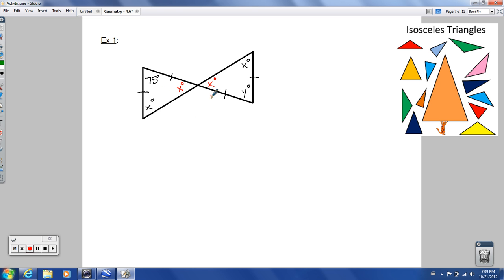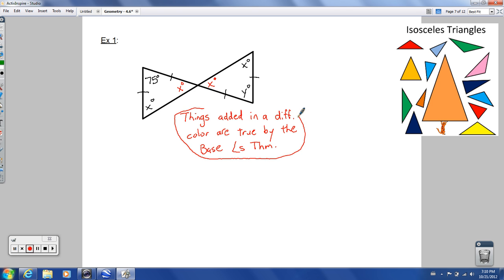So if you didn't use a different color and you look at this later, it doesn't make any sense. I need to see the different color here in your notes, and we could say something like this. Let's write this down, I think it's important: the things added in a different color are true by the base angles theorem. So that's our reason why. If we had to give a reason why we could do what we just did, that'd be it.